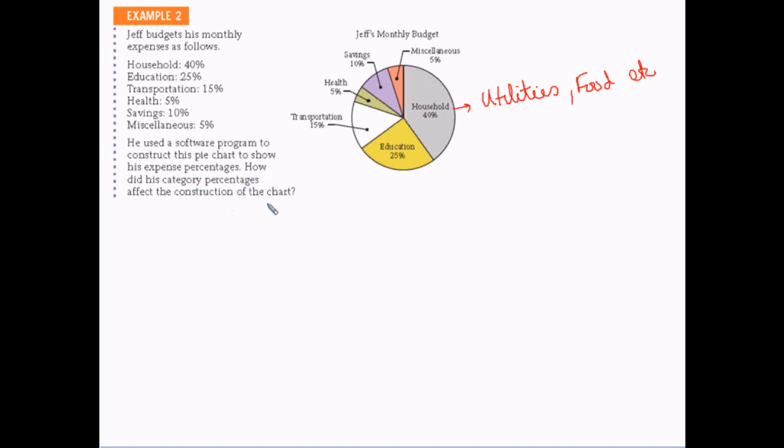How did the percentages affect the construction of the chart? Well, if we look at the household, that's 40%, which is 0.4. And then you do 0.4 times 360 degrees. Okay, so this wedge is going to have a central angle of 144 degrees.